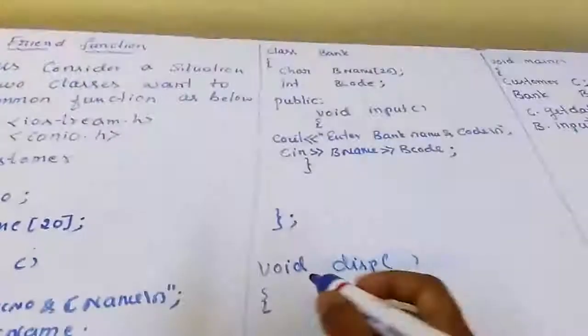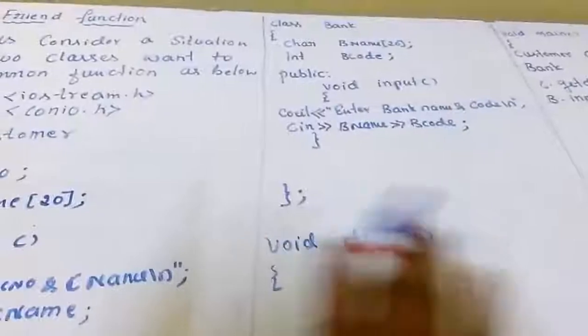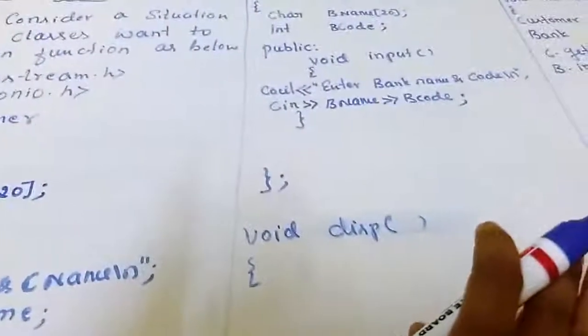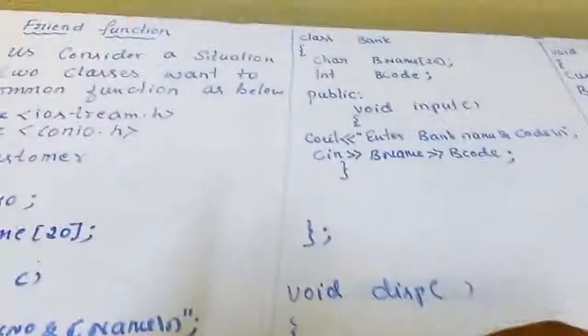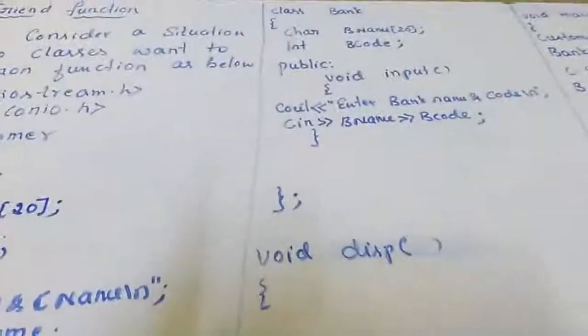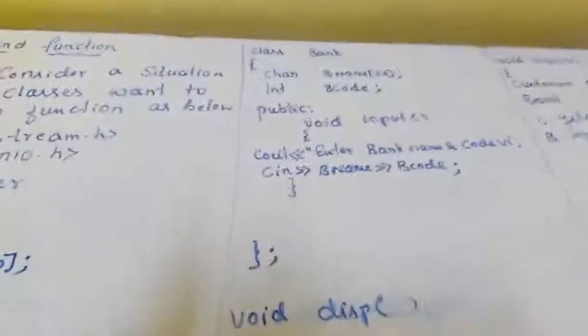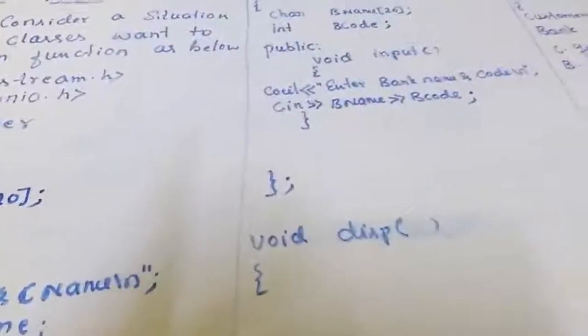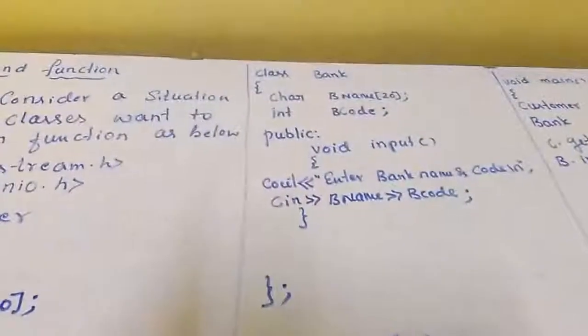That's why to define that function, we should not use a class name and scope resolution operator, because it is not a part of any of these classes. It is independent of these two classes. So, void display. Then how to access the content of customer and bank?